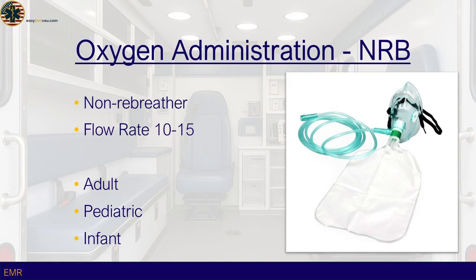Non-rebreather masks, NRBs, are a vital oxygen delivery device in EMS, used for patients experiencing severe respiratory distress, hypoxia, or trauma. These masks provide high-flow oxygen, typically between 10 to 15 liters per minute, LPM, delivering nearly 90 to 100% oxygen concentration. The mask features a reservoir bag that fills with oxygen and one-way valves that prevent the patient from inhaling exhaled air, ensuring they receive the highest possible oxygen concentration.